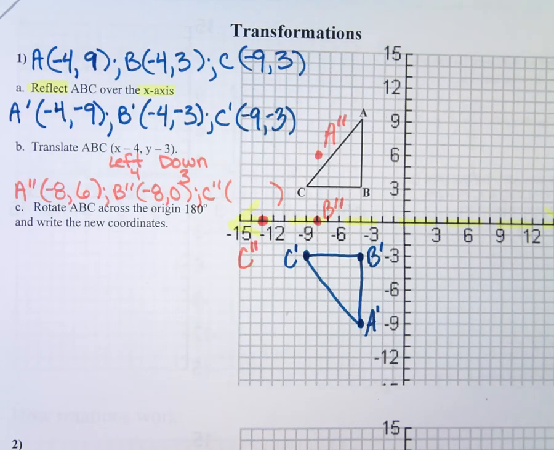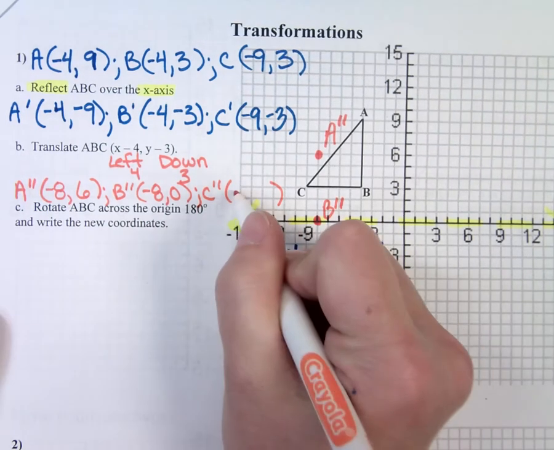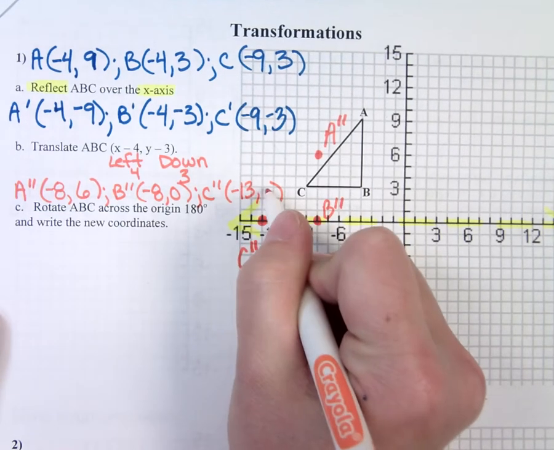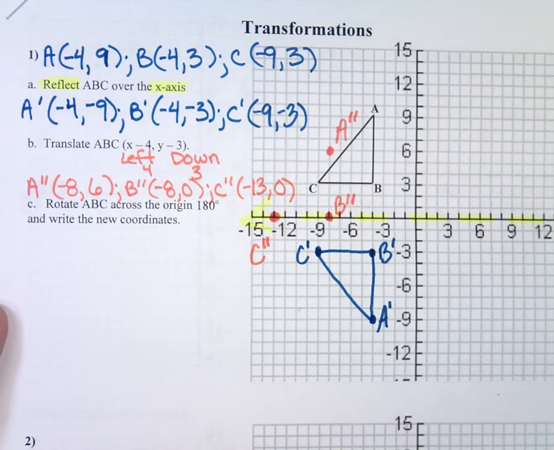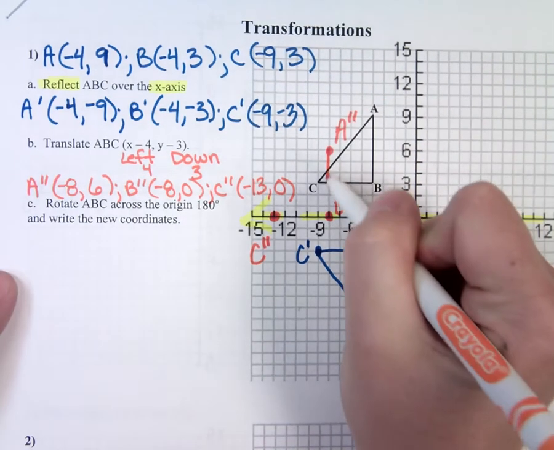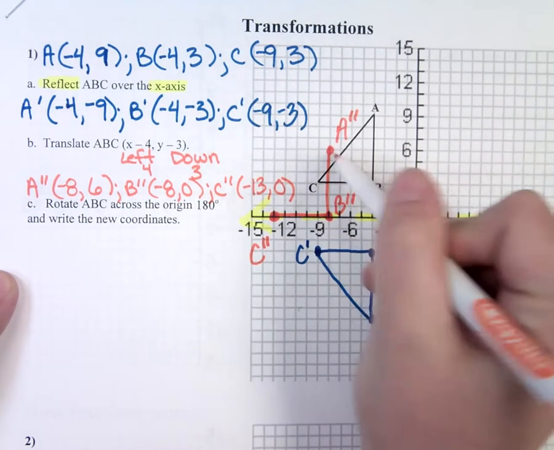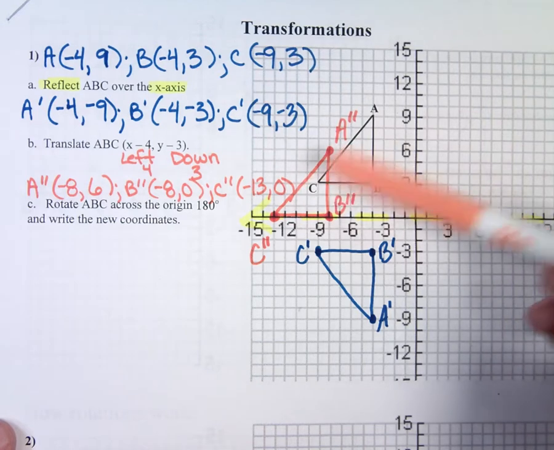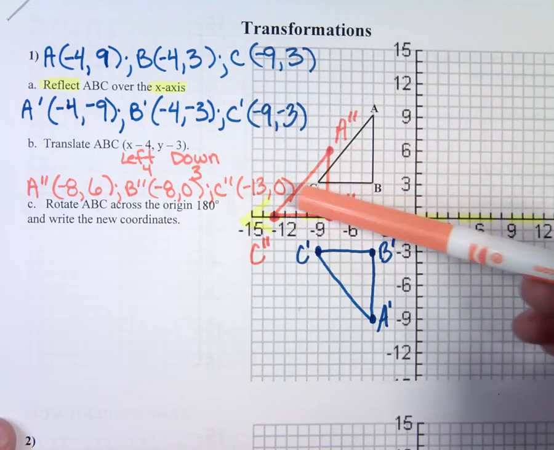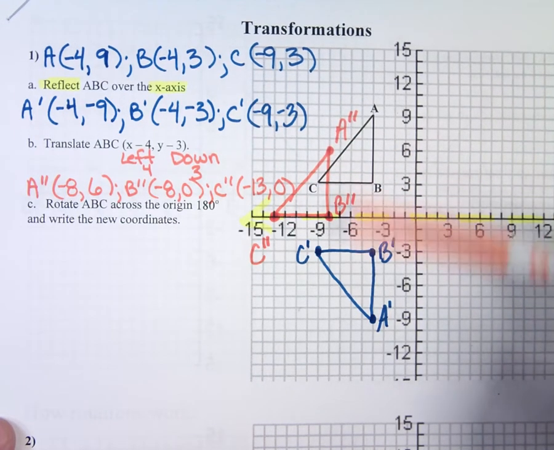Where's my new C? Negative 13, 0. Negative 13, 0. Okay, and then I'm going to go ahead and draw this triangle. Wait for it. And this is a translation. So a translation is when the triangle slides, and a reflection is when the triangle flips.